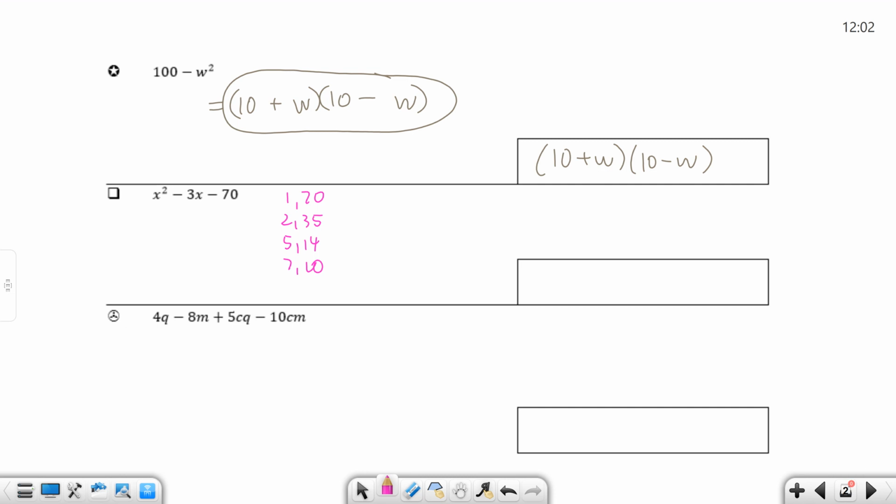I want the factors of 70 that do what? Subtract to give me 3. What is 10 minus 7? That's 3. So I'm going to come over here and put x and 7 and x and 10.